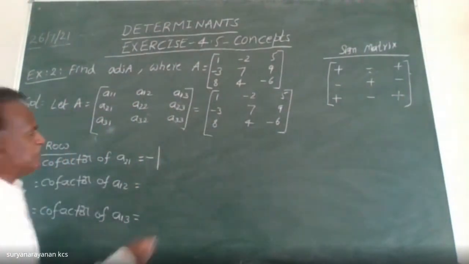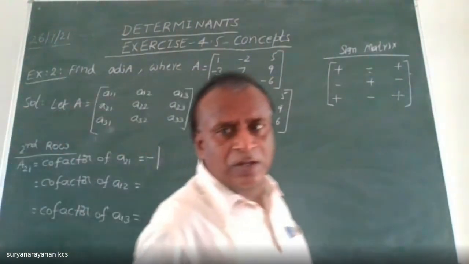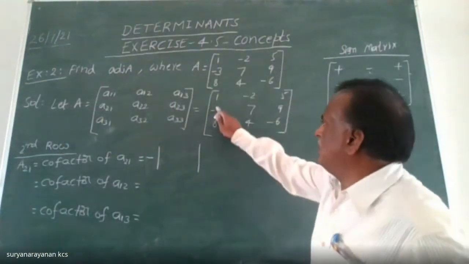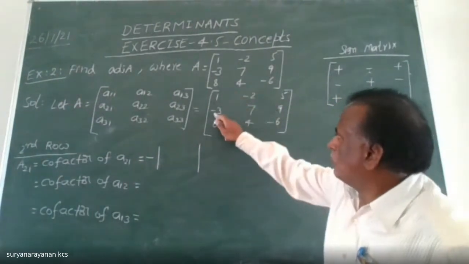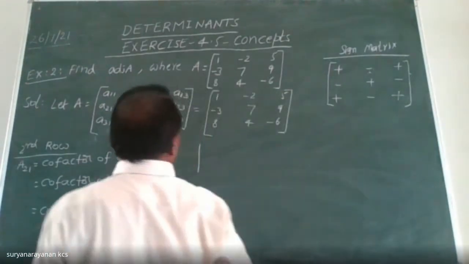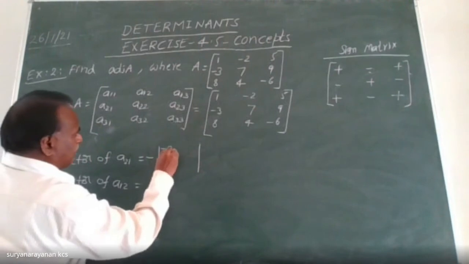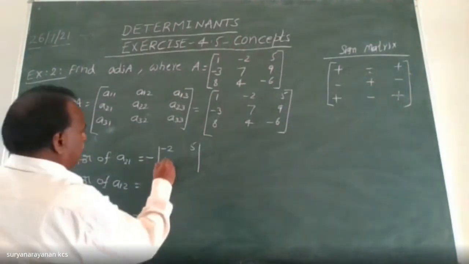Now we have to write its minor. How do you get the minor of this element minus 3? Close this second row, first column. What are the 4 elements left here? Minus 2, 5, 4, minus 6.